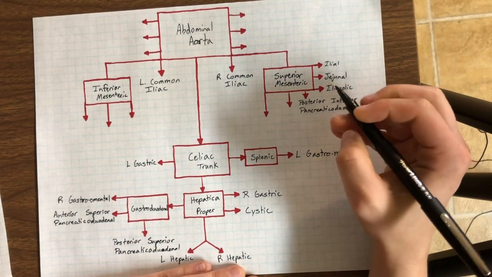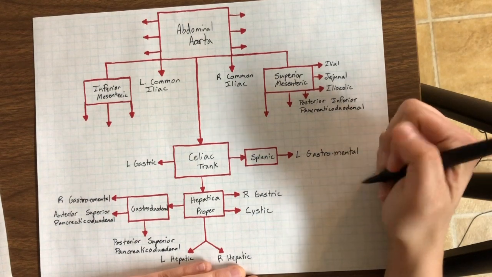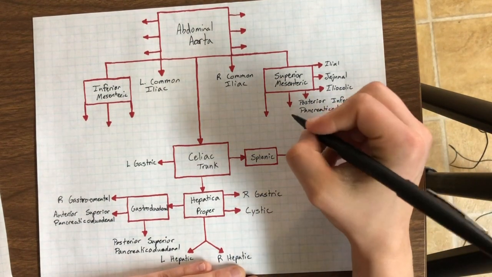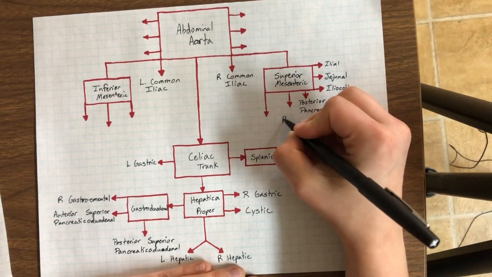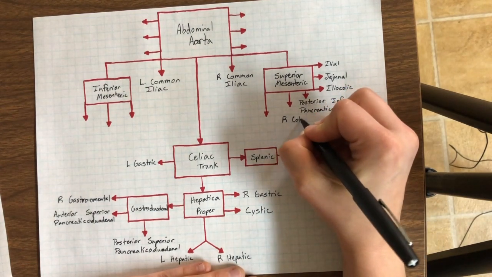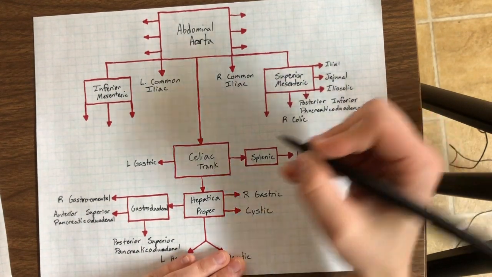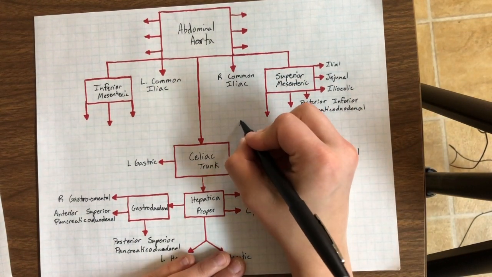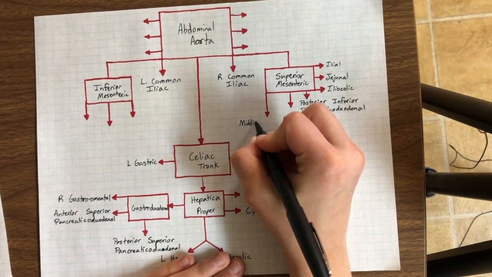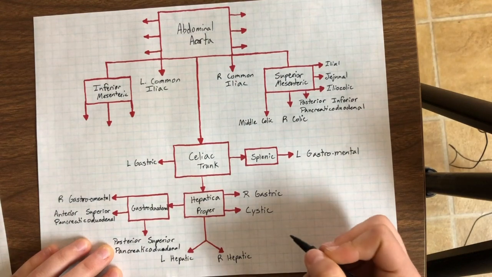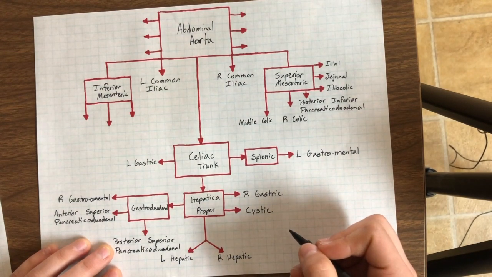All right, and then we have two more arteries coming off of here. So we're going to supply the ascending colon with the right colic artery. I'm going to write that down here. Right colic. And we're going to supply the right side of the transverse colon with the middle colic artery. So middle colic. And that wraps it up for the superior mesenteric artery.